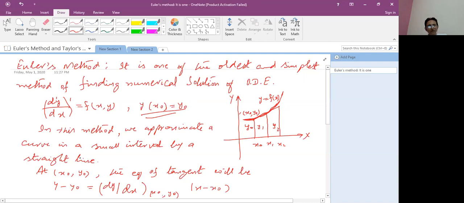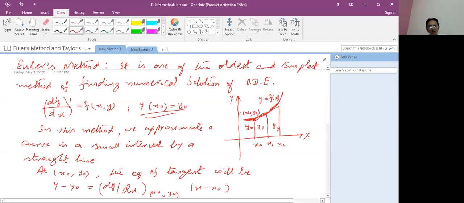Now students, in this method we approximate a curve in a small interval by a straight line. You can see that on the x-axis there are 3 points x0, x1 and x2, and we draw straight lines. These are the ordinate values y0, y1 and y2. If we consider the point x0, y0, y equals f of x is a curve. So these are the straight lines formed, and these straight lines are called tangents. So in this method, we approximate a curve in a small interval by a straight line.